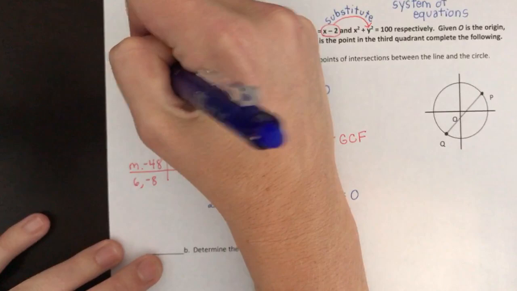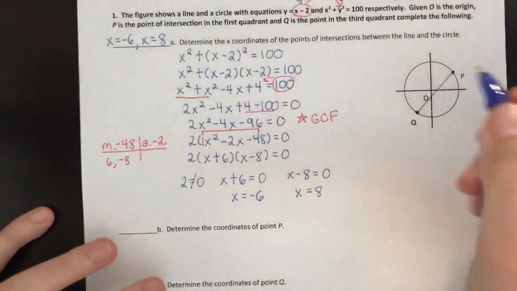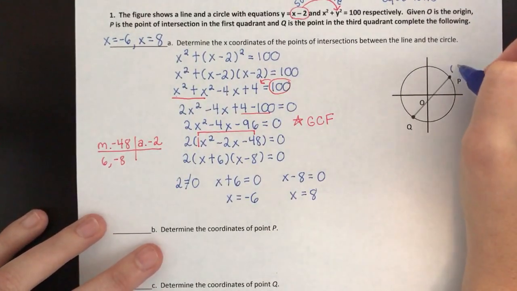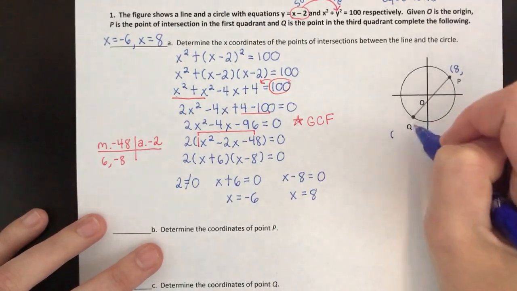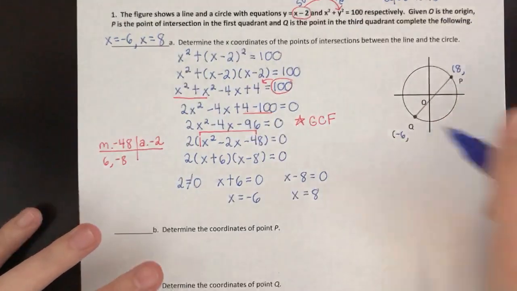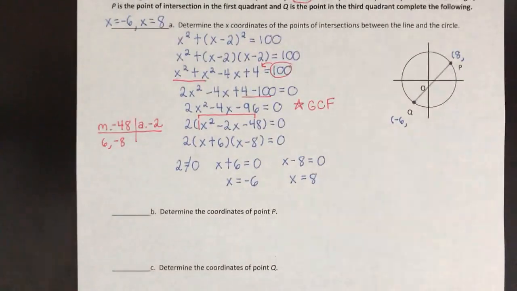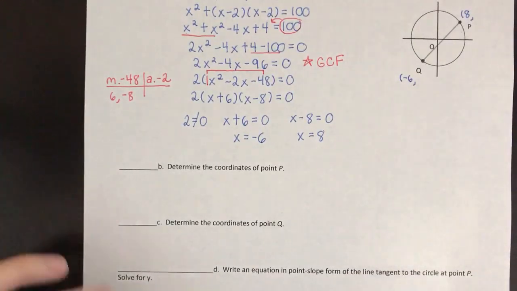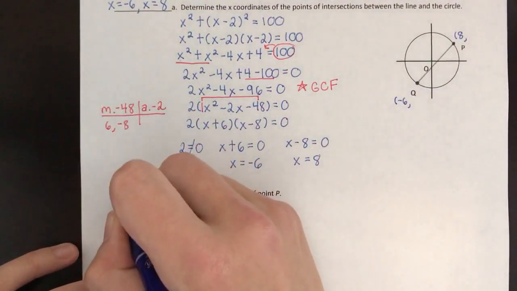So my x coordinates are negative 6 and positive 8. And it makes sense based on the graph that coordinate P would be the x value of 8, and that coordinate Q would be the x value of negative 6, because positive x, negative x. Okay, so part B, determine the coordinates of point P. So we already know the x-coordinate of point P, that would be 8.